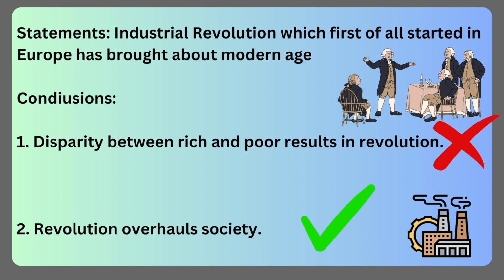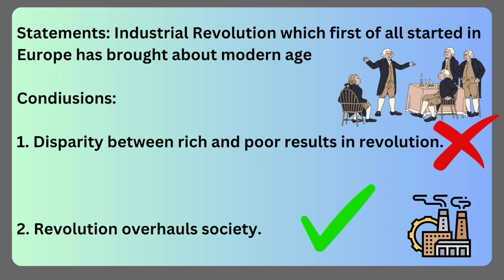The industrial revolution, which first of all started in Europe, has brought about the modern age. So after the industrial revolution in Europe, some changes happened in the society, and they came to the modern age. What is the conclusion? Disparity between rich and poor results in the revolution. In the question, they are just talking about how it brought about the modern age. That means they are talking about the changes, but nowhere in the data are they talking about rich and poor people. So disparity between rich and poor people resulting in the revolution is definitely not a proper conclusion as per the given statement.